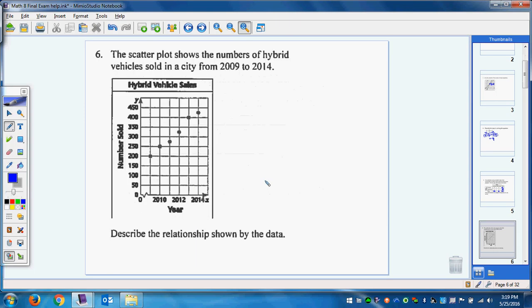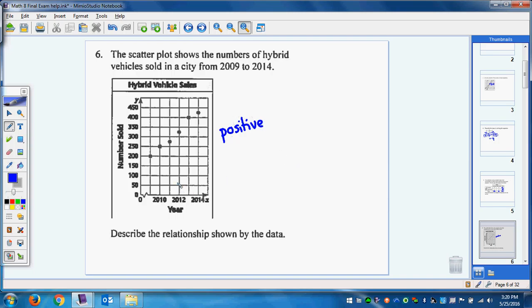All right, scatter plot. Again, doing that somewhat recently. Describe the relationship shown by the data. What are those words that we used somewhat recently? Now, when it goes uphill, what word did we use there? Yes, positive. Because going downhill would be the negative.